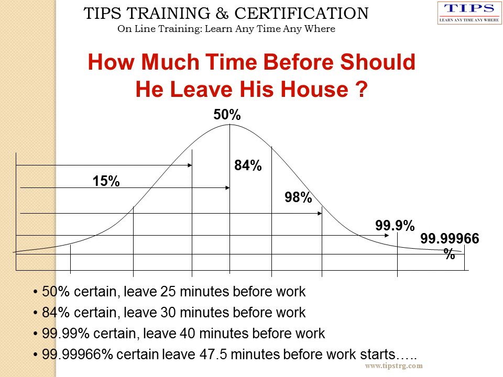50% certain is to leave 25 minutes before the work, 84% certain is to leave 30 minutes before the work, and finally the 6 sigma value, 99.9966%, means you should leave 47.5 minutes before the work starts.